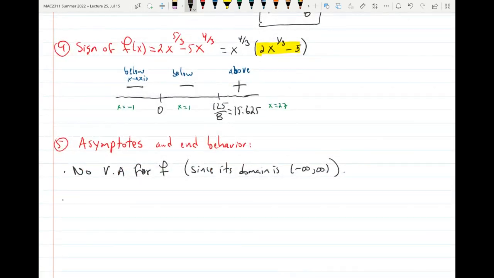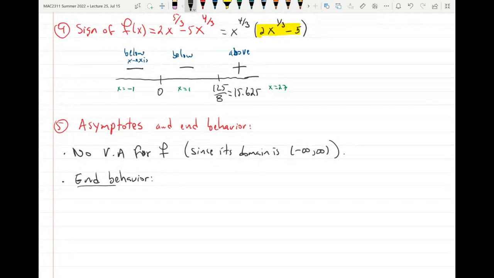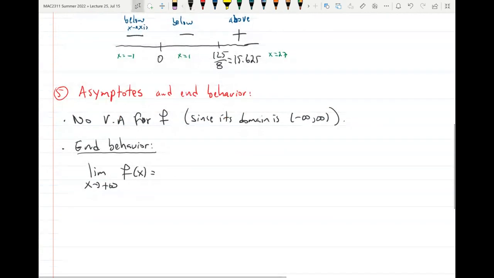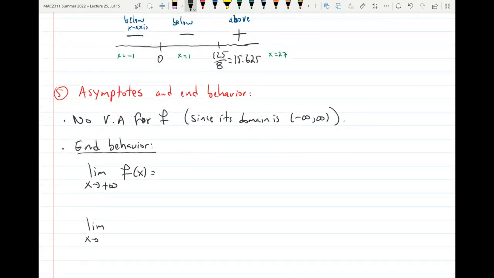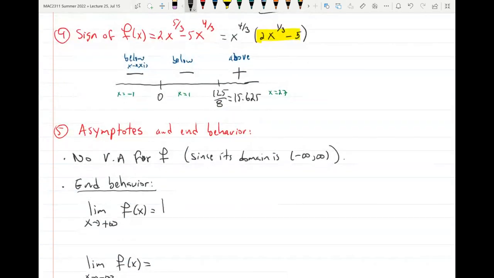So now let's look at the end behavior, and remember, the end behavior will tell us if we're going to have any horizontal asymptote or not, and so on. For the end behavior, we need to look at the limit as x approaches positive infinity of the function, and we'll also need to look at the limit as x approaches negative infinity of the function. Okay, so let's do this. Limit as x approaches positive infinity of 2x to the 5 over 3 minus 5x to the 4 over 3.